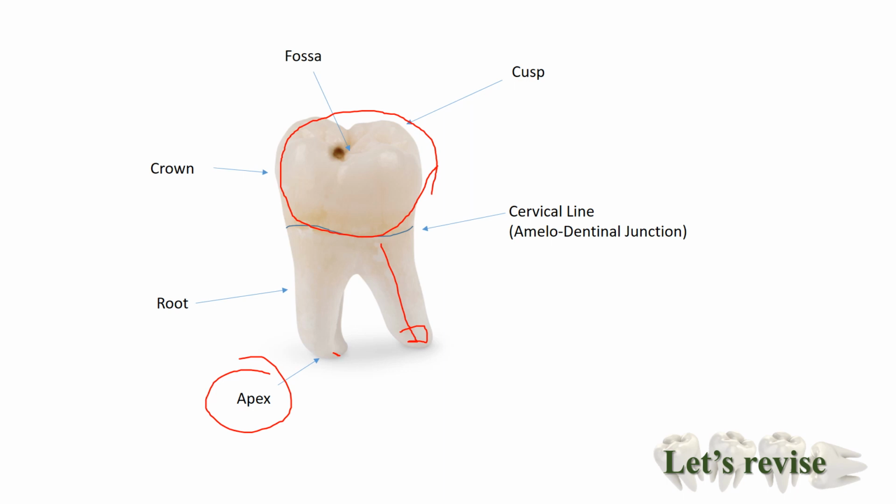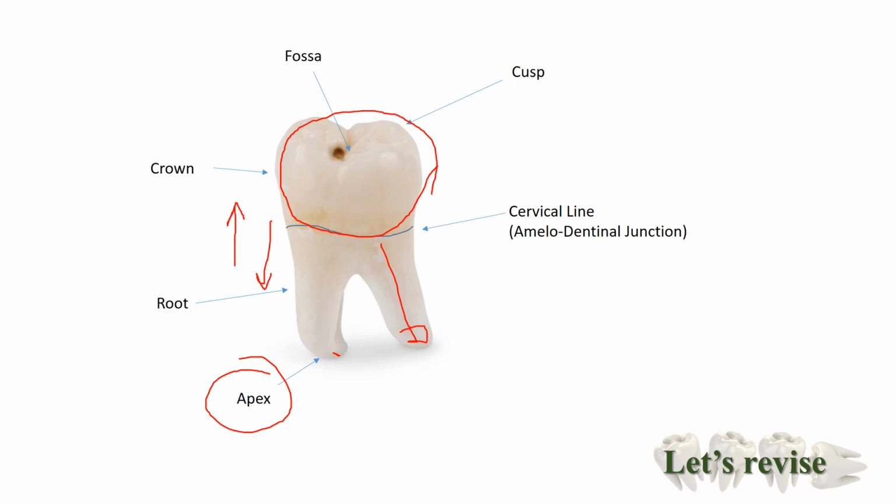If we're talking about something moving this way, so if something was to go in this direction, then we would say that that is more apical. If something was in this direction, we'd say it was more cervical or more coronal. There are different terms that can be used depending on whereabouts you're discussing, but that's kind of the basics.